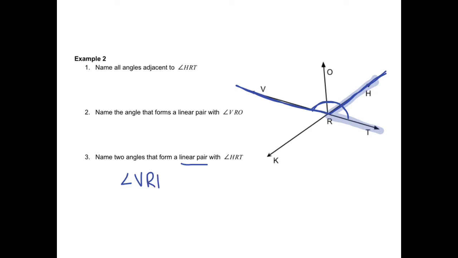It's creating that line, and we are ignoring ray RO. So angle VRH or HRV. The other option is angle TRK, because that creates the second line, 180 degrees over there, where we are now not ignoring any ray in that case. So angle TRK or KRT would be the other linear pair with angle HRT to create a second line.